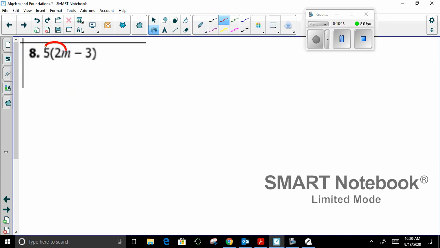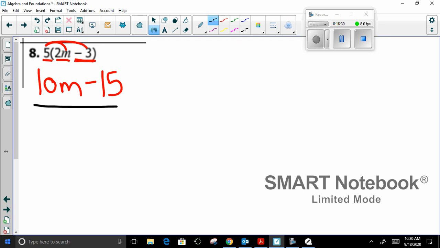All right, distribute that 5. What do we got? 5 times 2m is 10m. 5 times a minus 3, or 5 times negative 3, is negative 15. Always ask yourself, can I simplify this expression? Can I subtract them? You cannot, because they are not like terms.